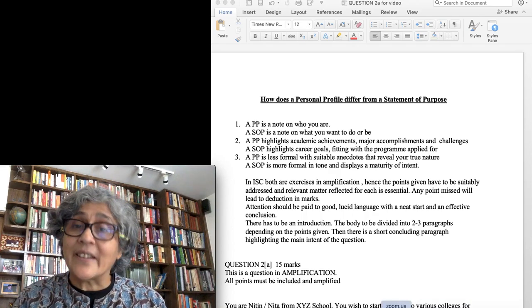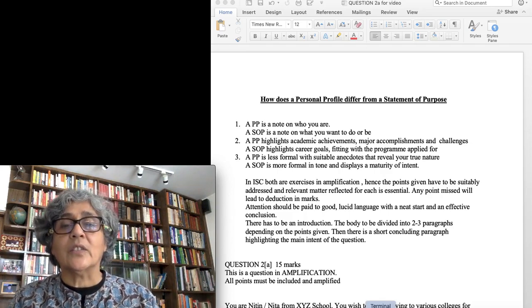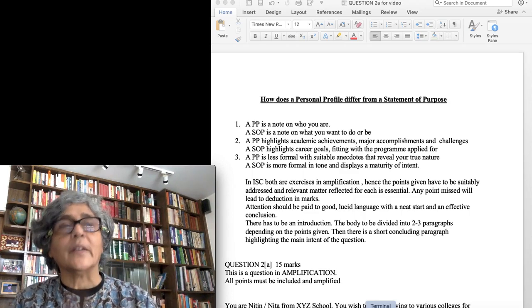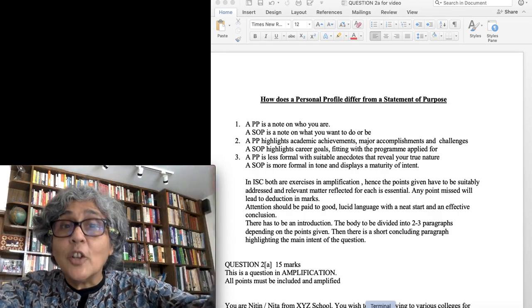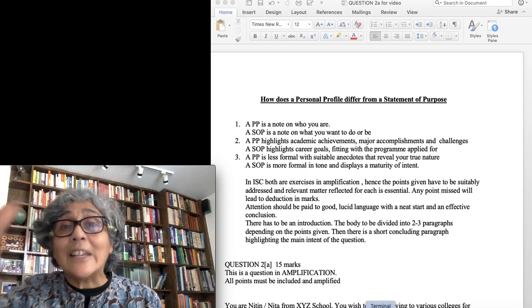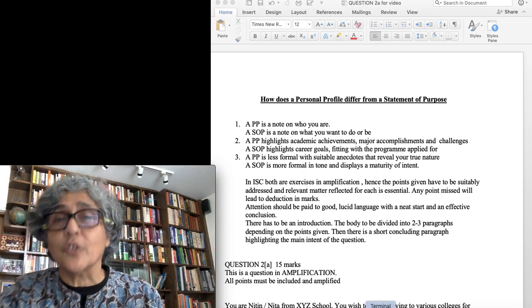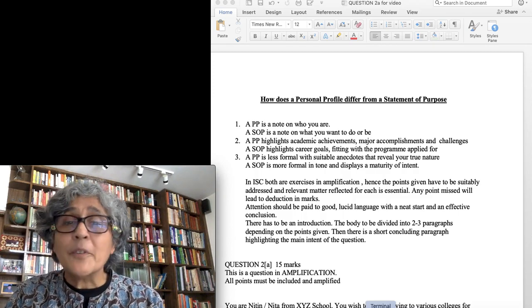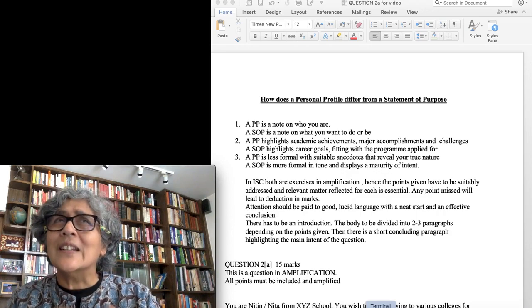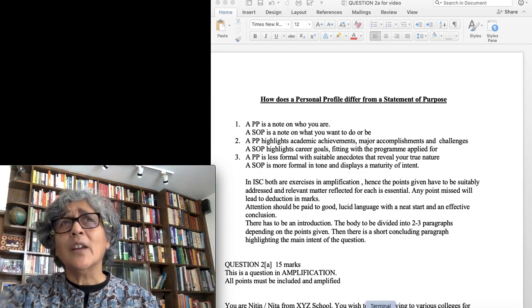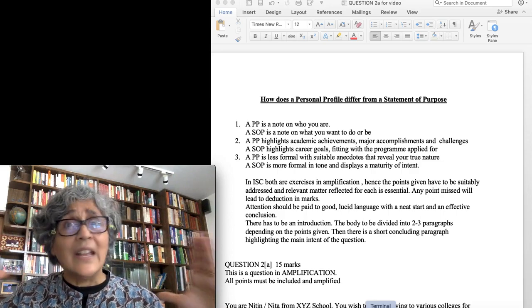A personal profile highlights academic achievements, major accomplishments, and challenges. So, who you are and what you've done. An SOP highlights your career goals, which will fit into the program that you're applying for. It's your purpose for applying to a college, a university, or a job. So the career that you wish to pursue is your statement of purpose. A personal profile is less formal, where you put in anecdotes, a little story about something in class that reveals your true nature. But an SOP is more formal in tone and displays maturity of intent, because you have to lay down your purpose very clearly.